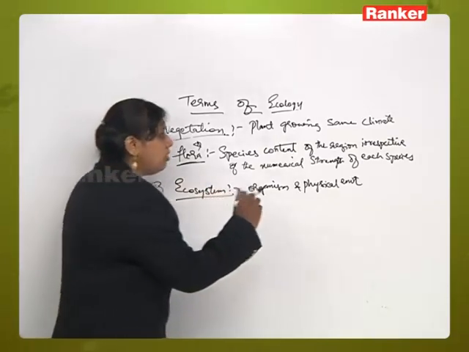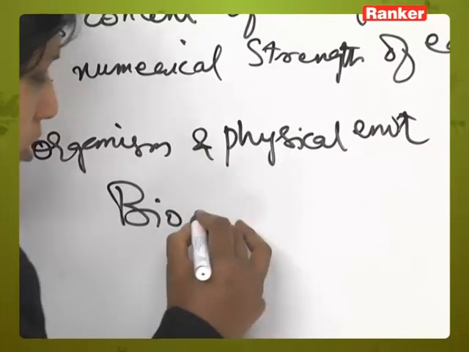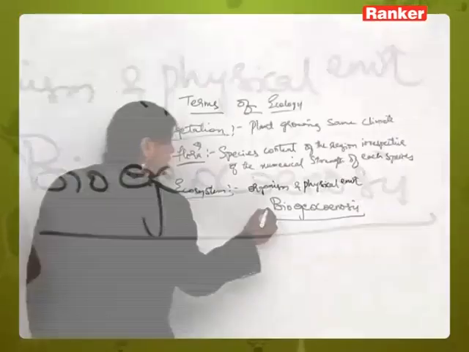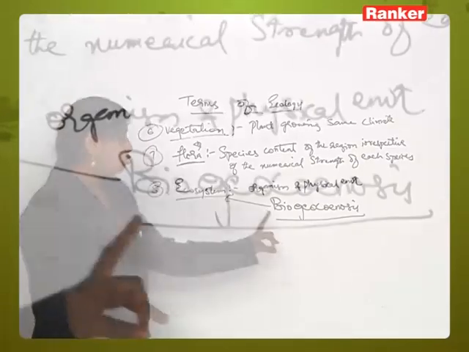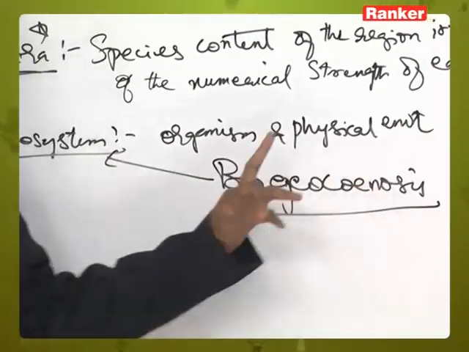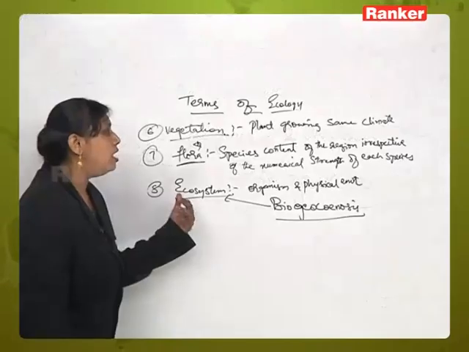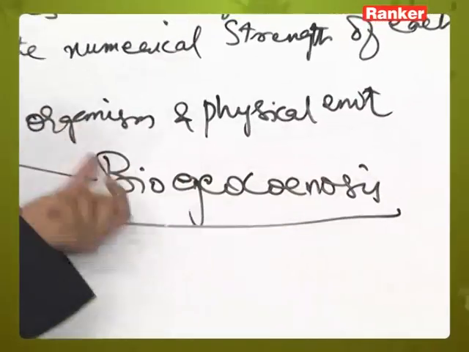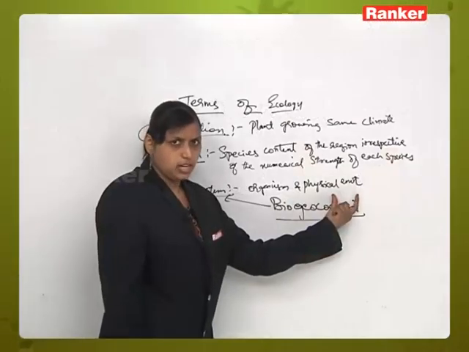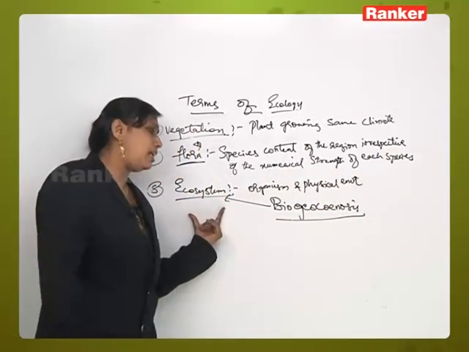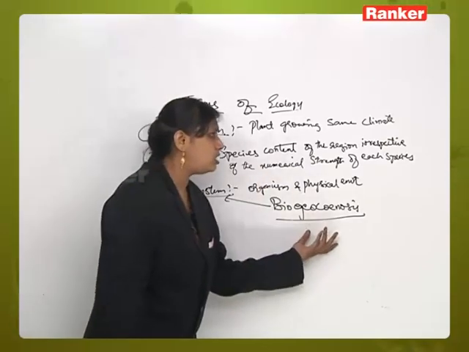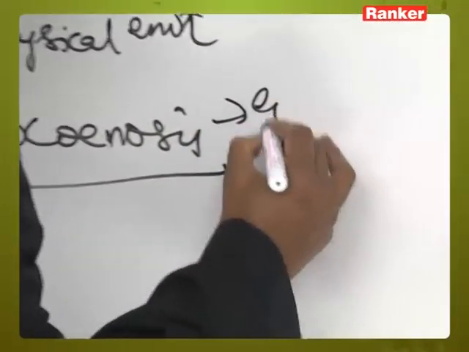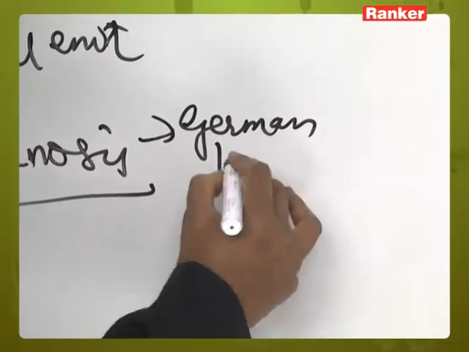Now here there is one more term called biogeocoenosis. This is a parallel term used for ecosystem. Life and earth, we are talking about life and earth. So instead of using ecosystem, the alternative term which we can use is biogeocoenosis. This term was given in German literature and is used by German literature.